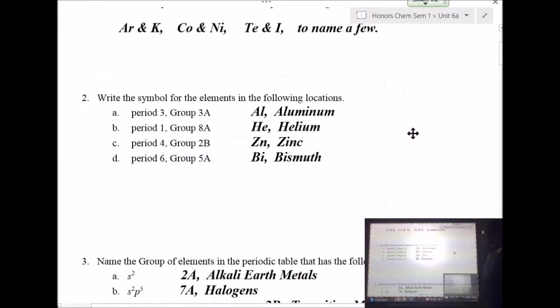All right, number 2. Write the symbol for the elements for the following locations. Make sure you know that periods are rows and that groups are the columns. That's a one-time deal. Make sure you do know your 52 elements, names, and symbols. I may ask you about that.